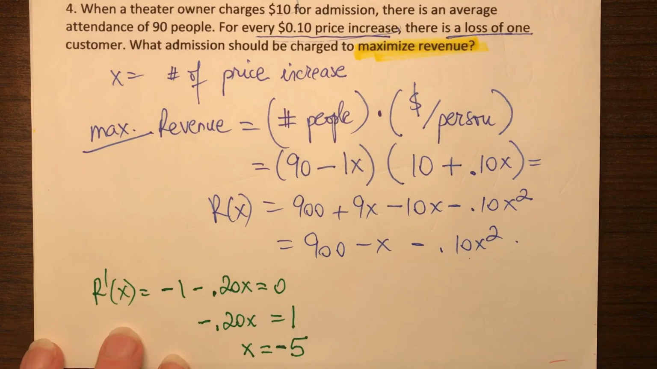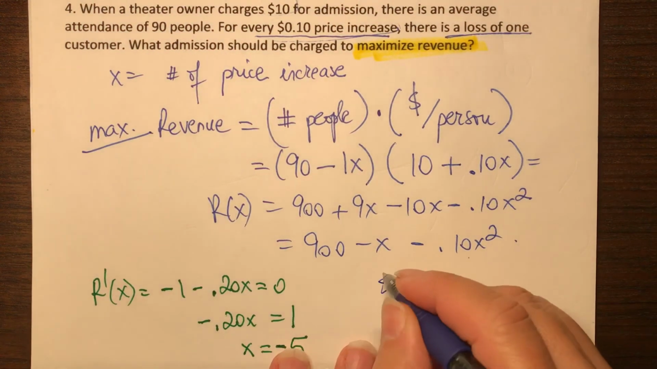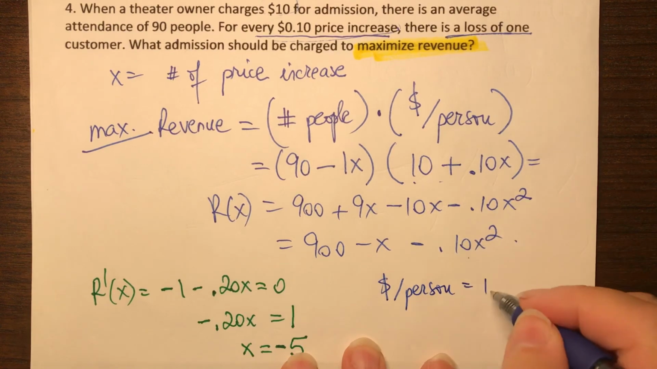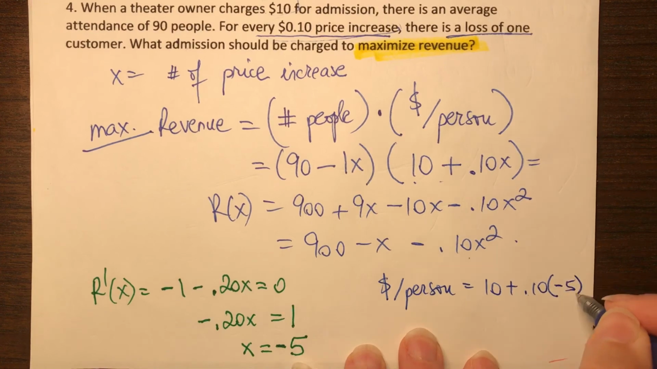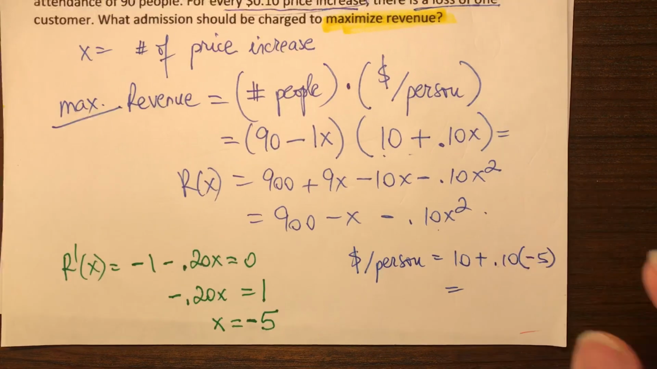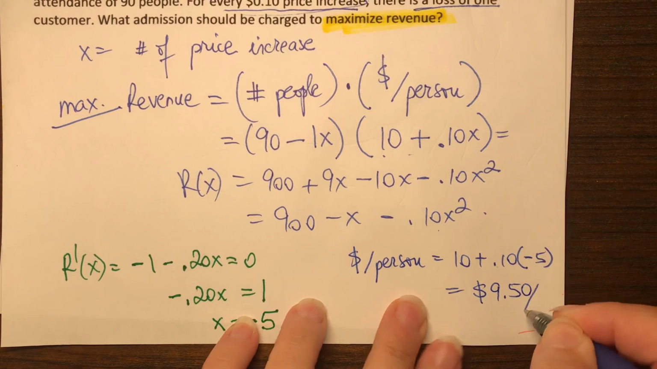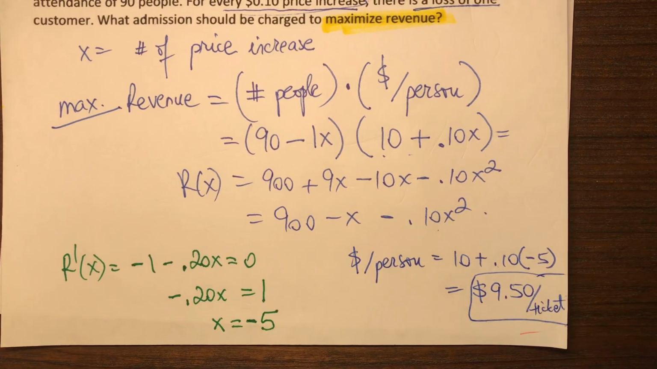So you're pushing it the wrong way. Okay, so it says what admission should be charged. So what's going to be the price per person? We have it right here, $10 plus 0.10 times x was -5. So in fact, you shouldn't increase the price, but you should decrease it 10 cents. So $9.50 per ticket. Yes. So you are going the wrong way. Okay, so it works perfectly, right? It tells you even what direction you should be pushing things into.